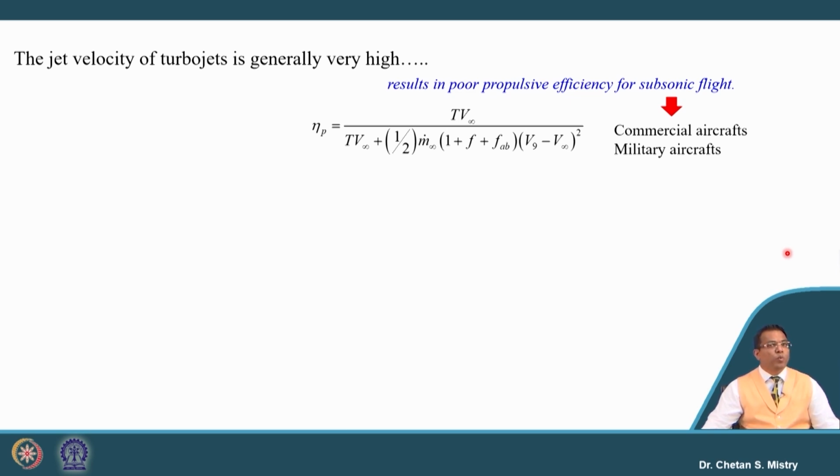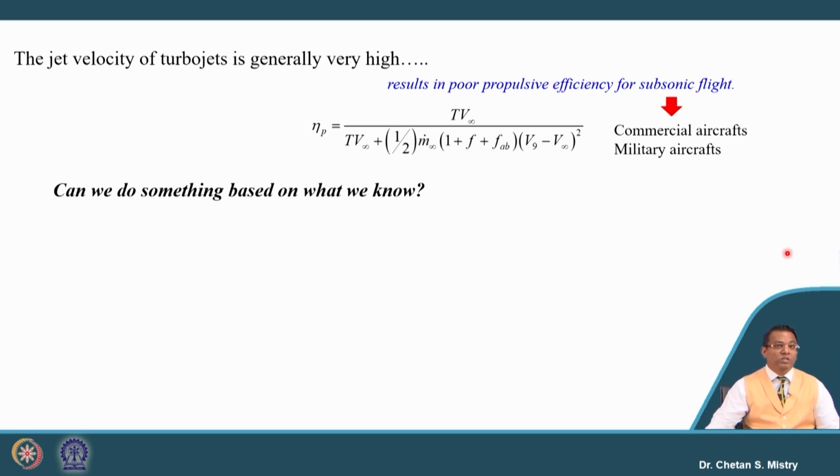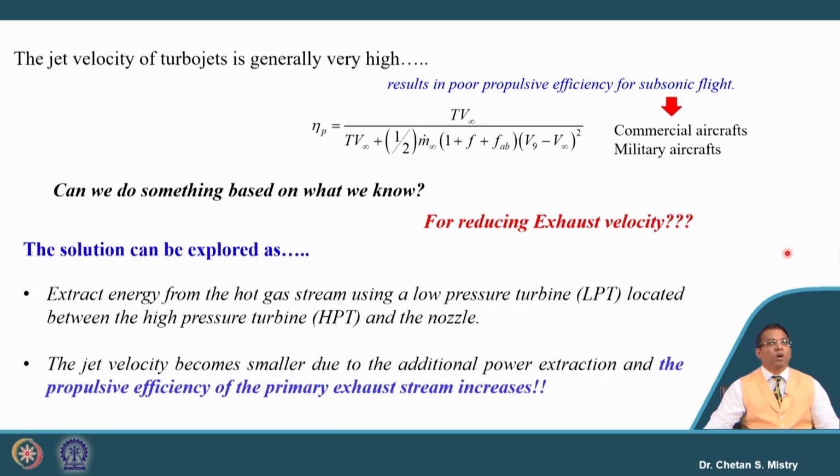Okay. Now, the question will come, how do we improve this propulsive efficiency? Okay. So, the question is, can we do something based on what all we know? Let us see what is your thought process, how you are understanding this case. What we want to do, what is our target? I say our target is exhaust velocity. How do we reduce this exhaust velocity?